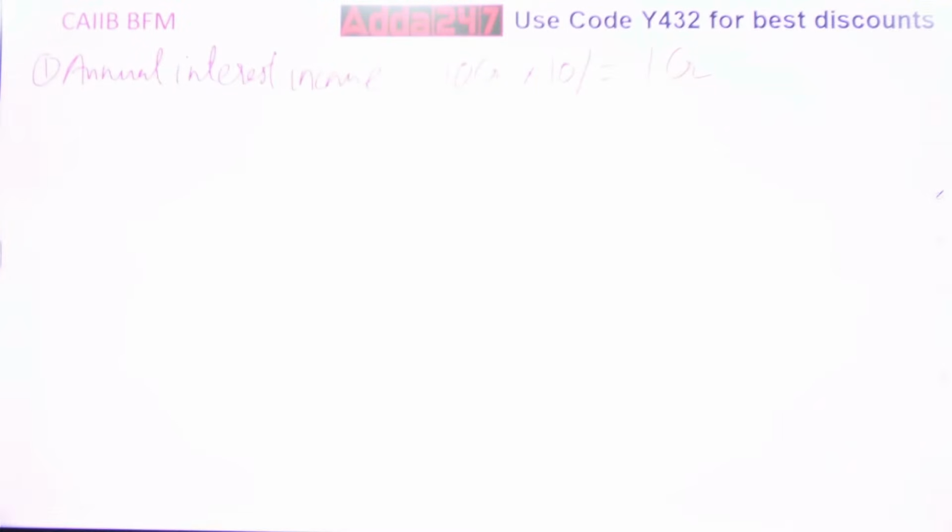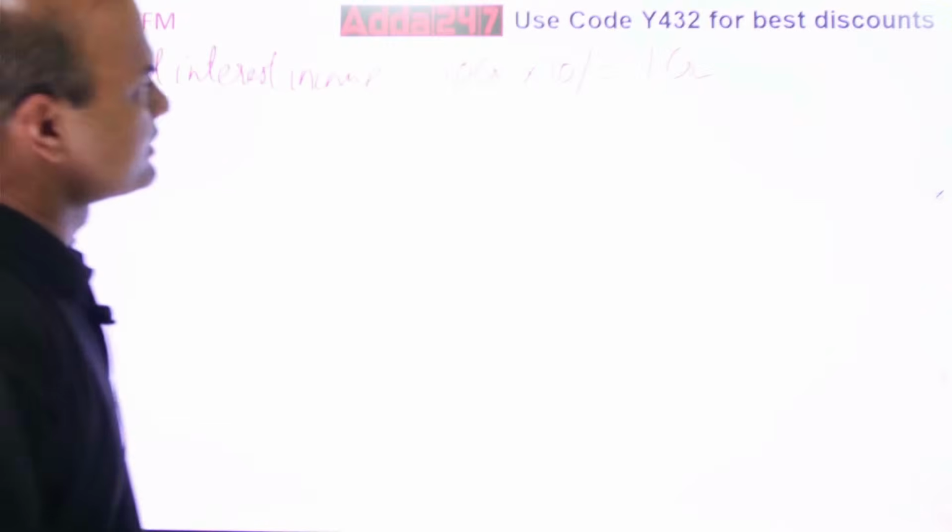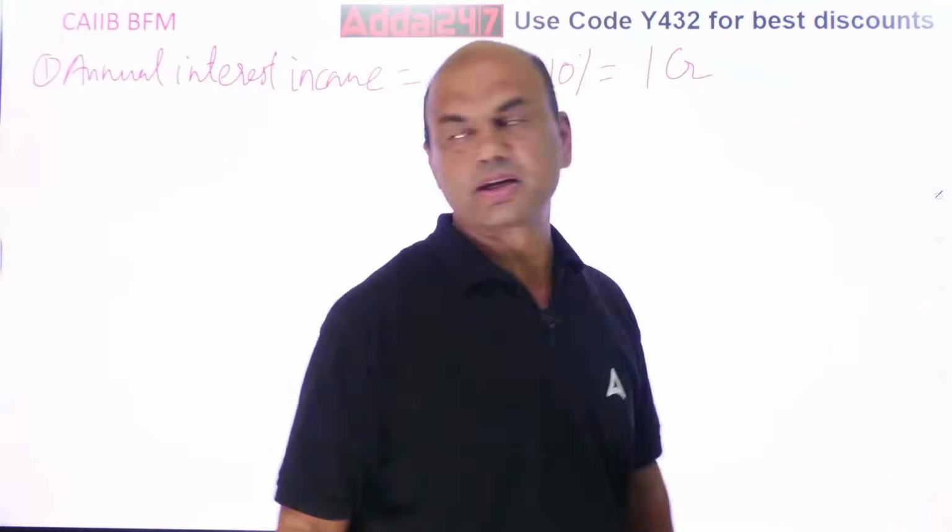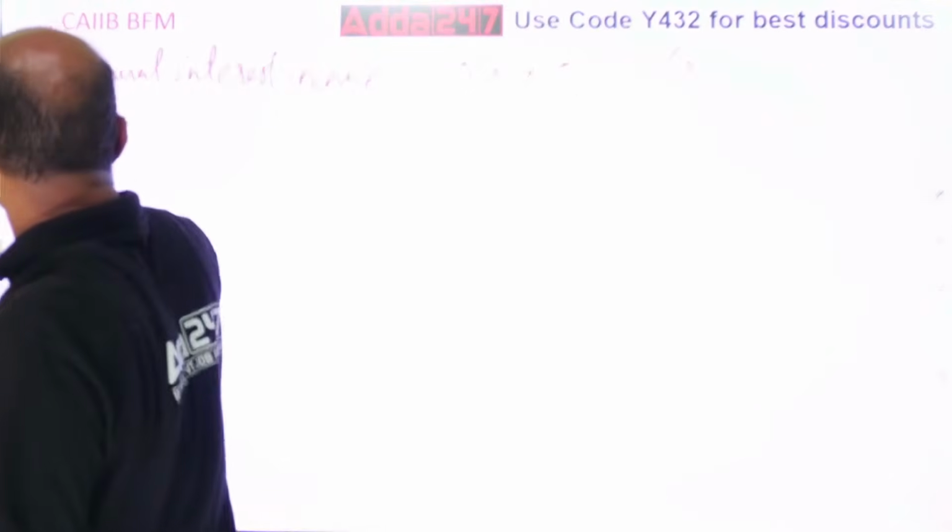Now what is the next one? Expected loss. What is the expected loss? Probability of default is given as, let's see, expected loss. Let's calculate this. Expected loss.